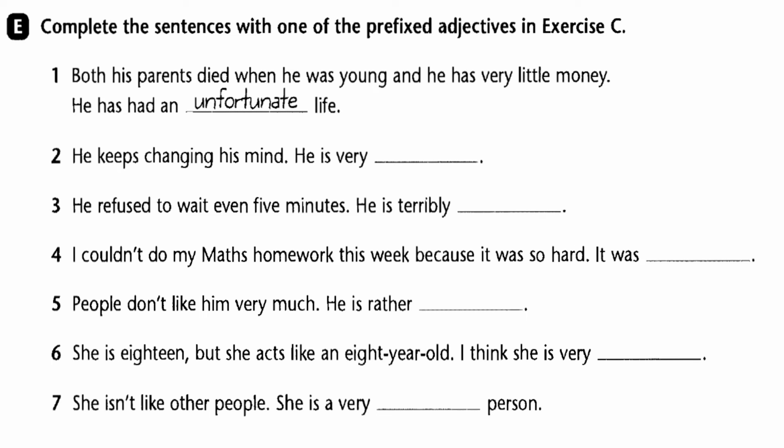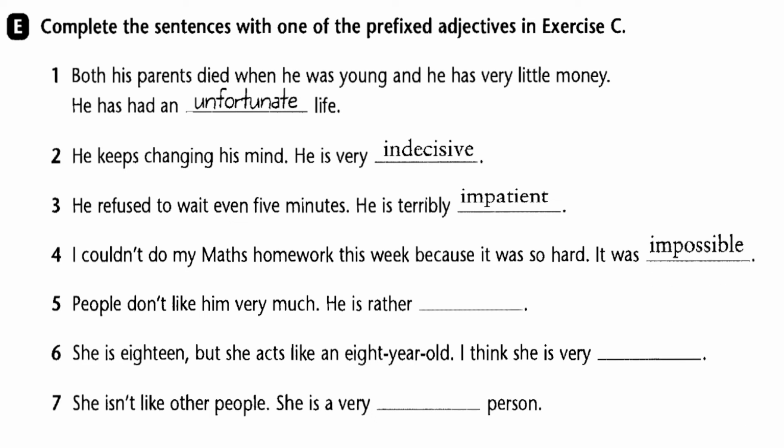Complete the sentences with one of the prefixed adjective in exercise C. Both his parents died when he was young, and he has very little money. He has had an unfortunate life. He keeps changing his mind. He is very indecisive. He refused to wait even 5 minutes. He is terribly impatient.